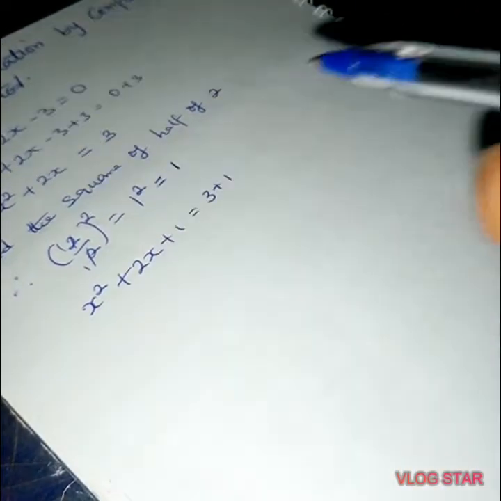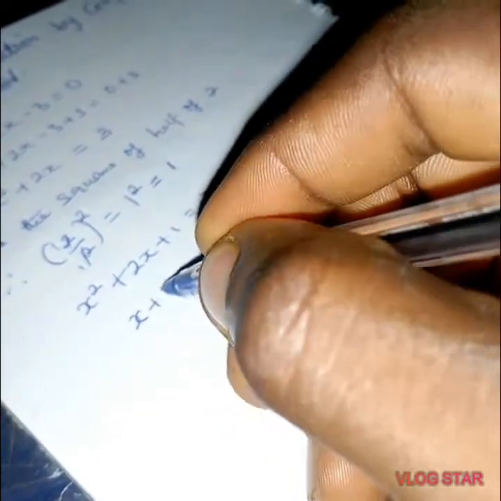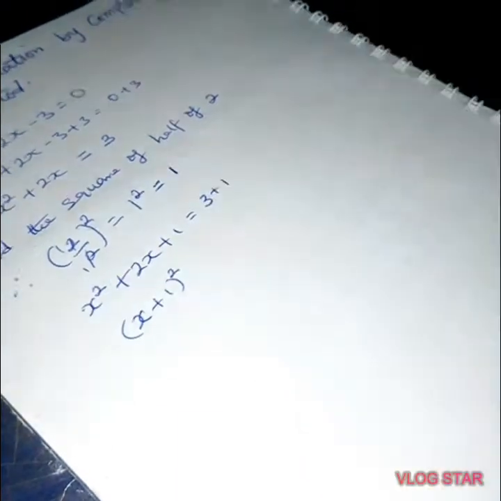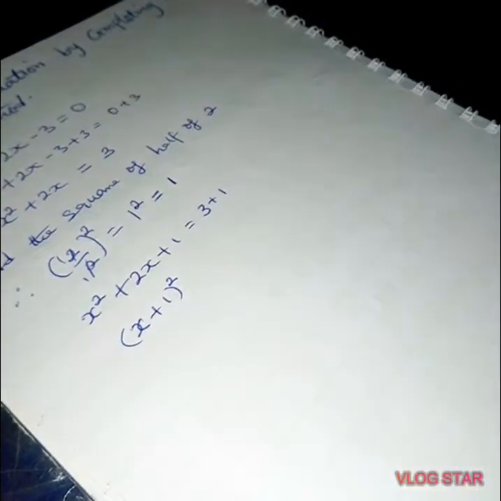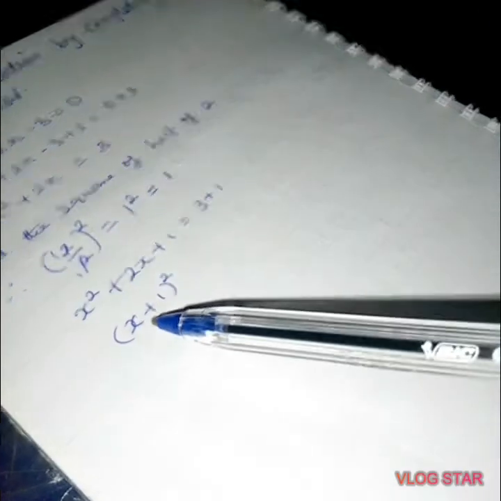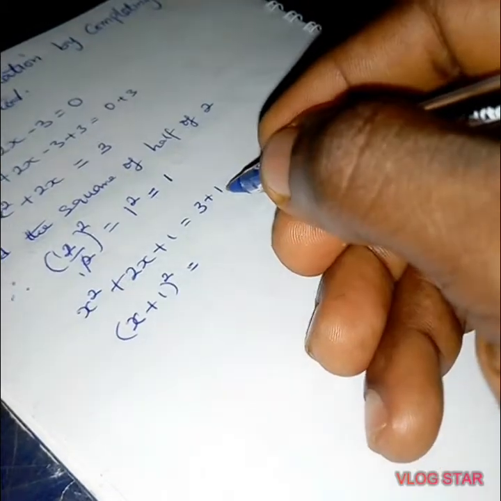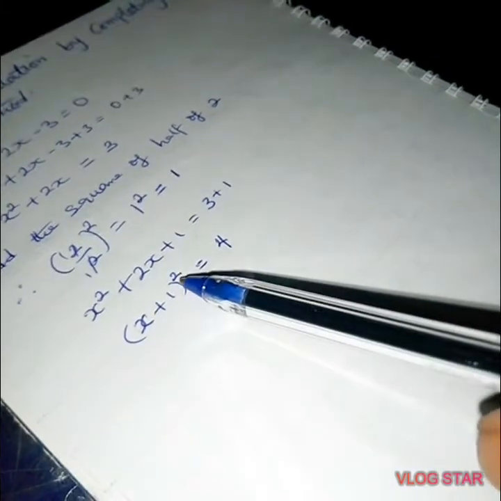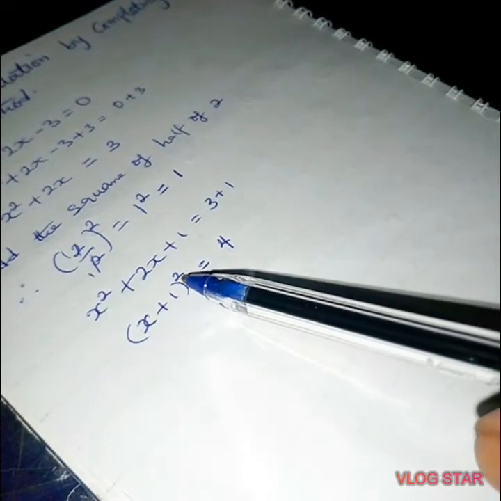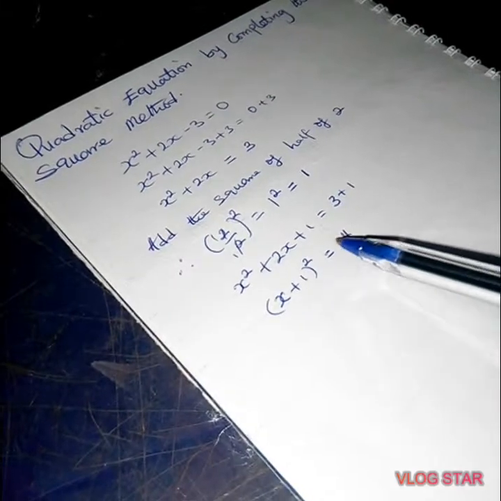If you factorize this expression, you have x plus 1 raised to power 2. Why? Because these are perfect squares. The first term is a perfect square, the last term is a perfect square. So the factorization will give this as the final result, equal to 3 plus 1 here will give us 4. Now remove the square. How do you remove square? The opposite of square is square root. You have to find the square root of both sides.